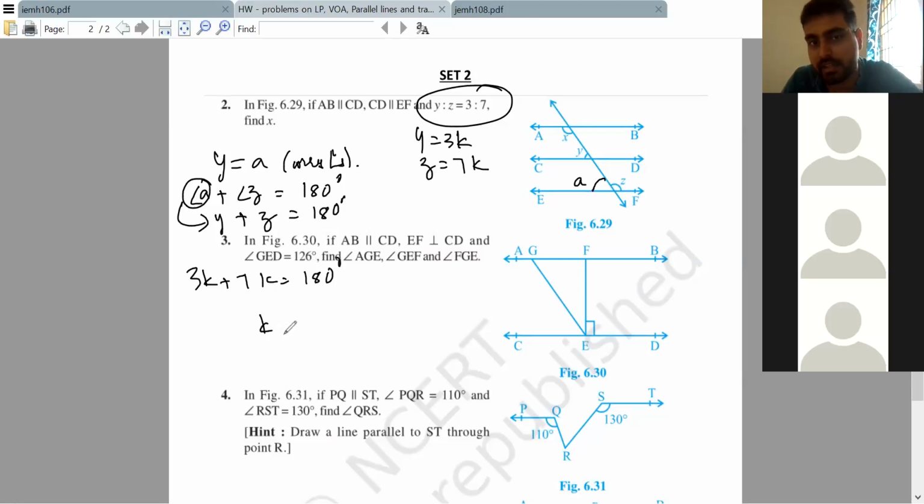Basically, you'll end up getting K as 18 degrees, I think. Okay, sir. So 10K is equal to 180 degrees. K is equal to 18 degrees. Okay. So you got Y, you got Z. Now you can find X also. Sumaya, how can we find X, Sumaya?